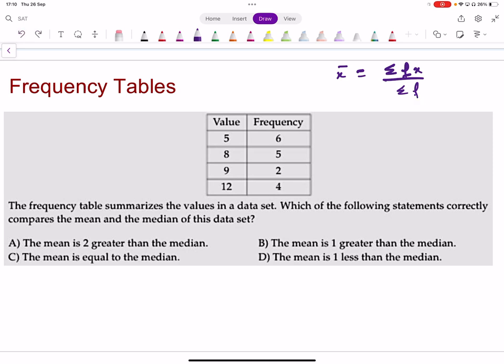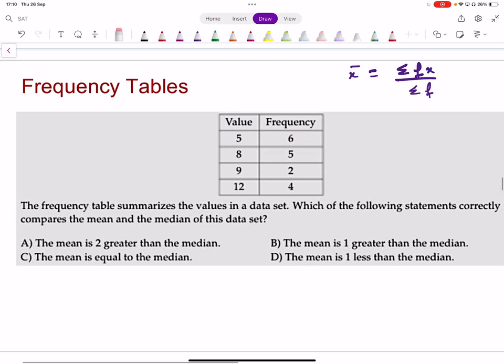What does this frequency table represent? Value 5 has a frequency of 6. What that means is 5 is coming 6 times. So in raw form, the data would look like this: 5, 5, 5, 5, 5, 5, right? It comes 6 times. And then 8 comes 5 times. And then 9 comes 2 times. And then 12 comes 4 times. This is what the actual data looks like, right?